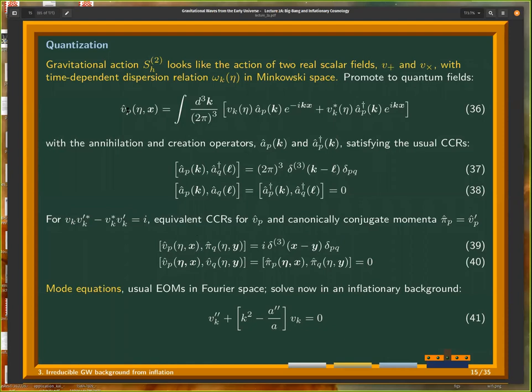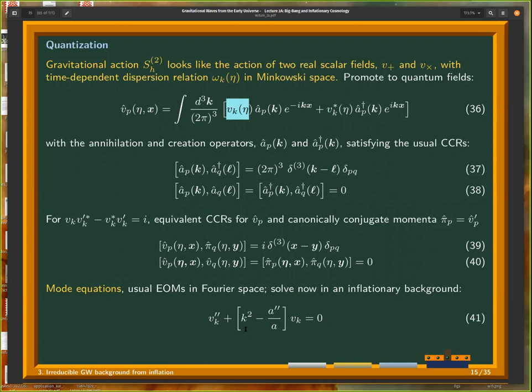And we can just look at the equation of motion in Fourier space, the mode equations for these mode functions v_k in the inflationary background. And it's not very surprising that this looks exactly the same as many of the equations of motion that we looked at so far already. So again, we have this non-trivial dispersion relation, k squared minus a double prime over a.